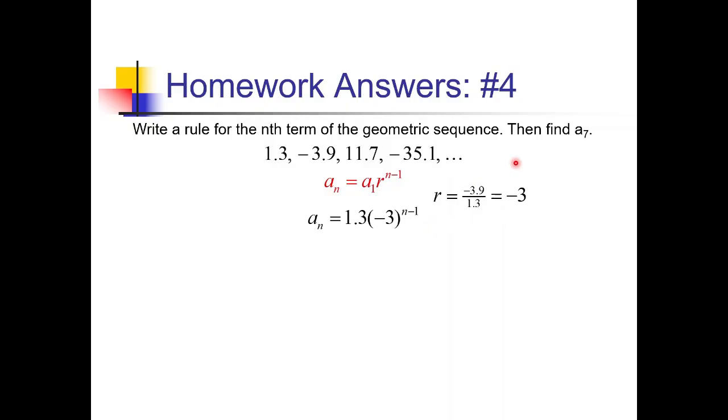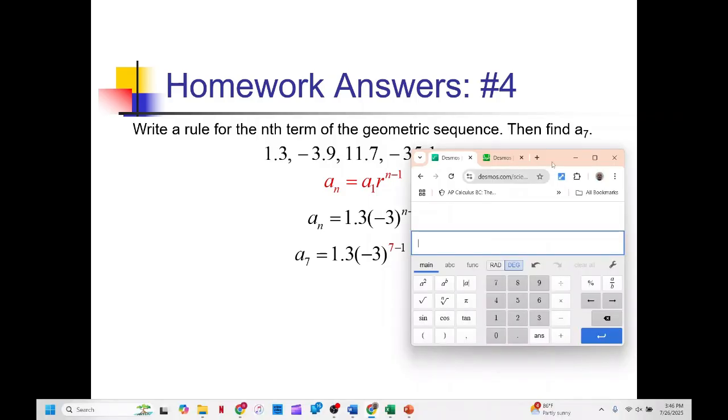So we've got 1.3 times negative 3 to the n minus 1. And now to find the 7th term, let's just plug 7 in for this n here. So going to Desmos to calculate that, let's do 1.3 times negative 3 in a parentheses. Raise that to, and I need a parentheses for my exponent, 7 minus 1, and that comes out to 947.7.